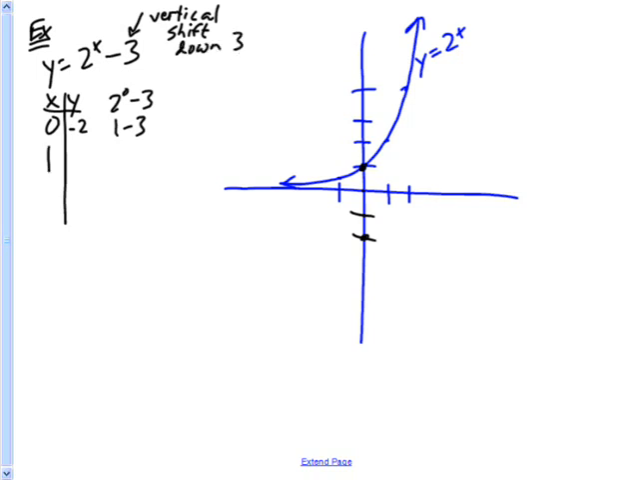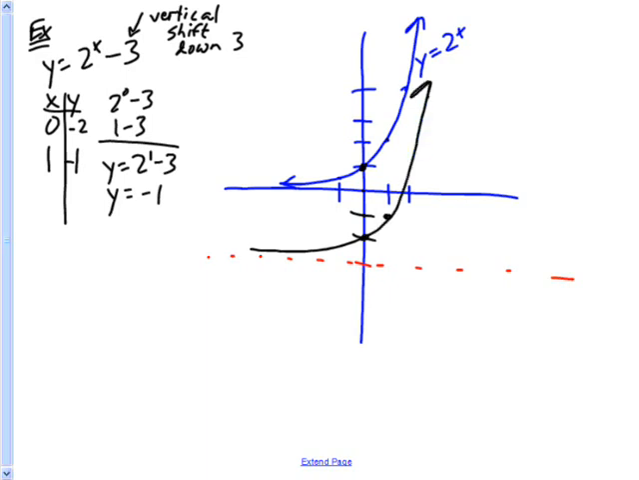Let's check another point. How about 1? 2 to the 1 minus 3. That's negative 1. So 1, negative 1. You see how this point was moved down 1, 2, 3? That original horizontal asymptote of y equals 0 is also shifted down 3. You could plot some more points, but there is your 2 to the x minus 3. So, shift down 3.